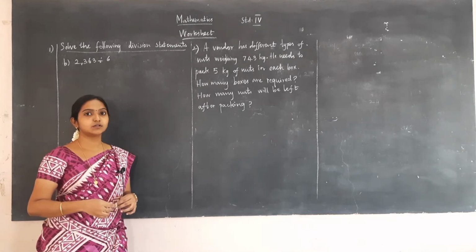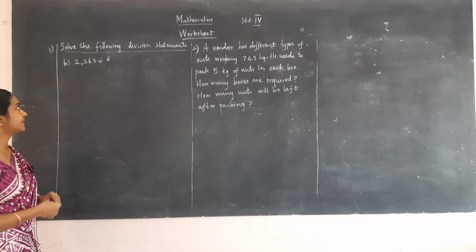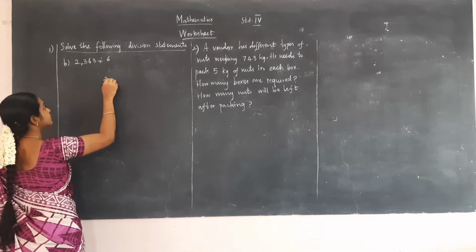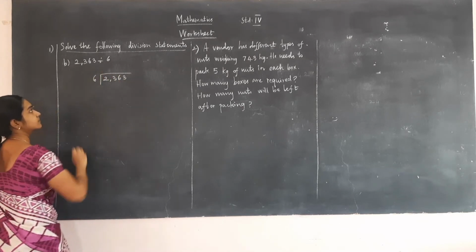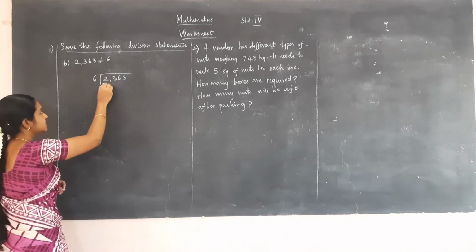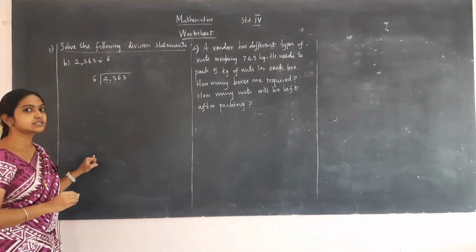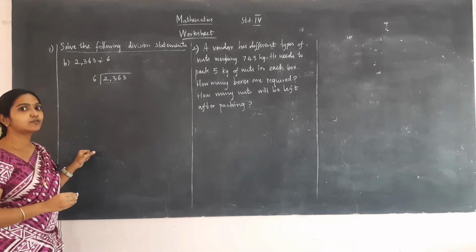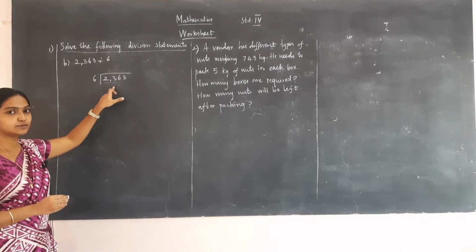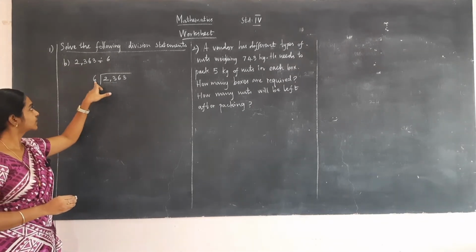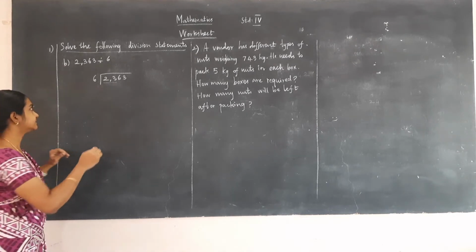Next we are going to solve the worksheet. The first problem is, solve the following division statement. We are going to divide 2363 by 6. Consider the first two numbers, that is 23. 1 6 is 6, 2 6 are 12, 3 6 are 18, 4 6 are 24. 24 is exceeding 23, so we have to look at the before number. Stop with 18.